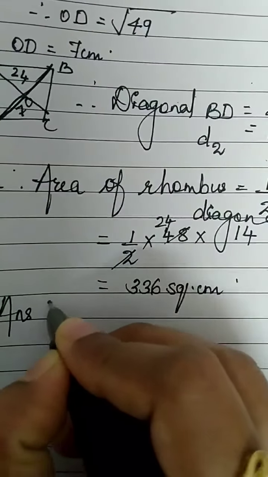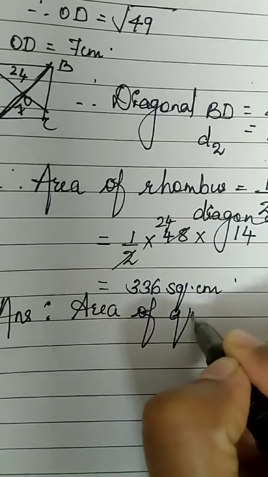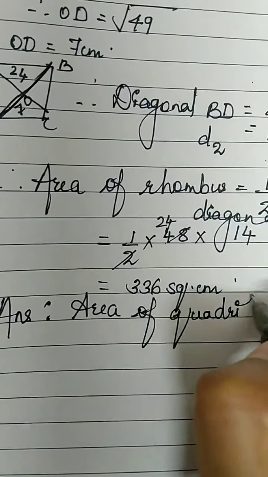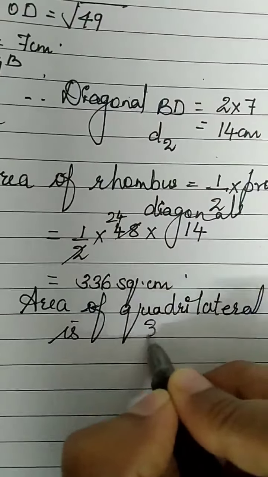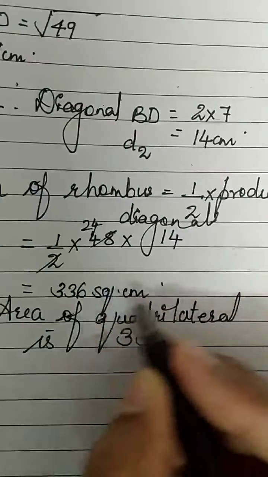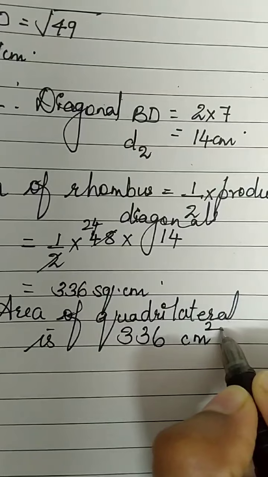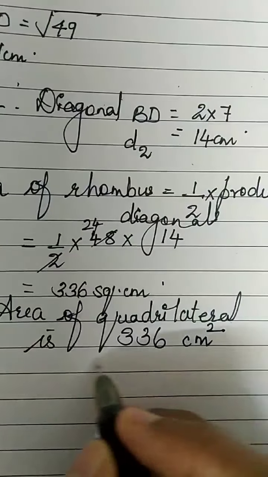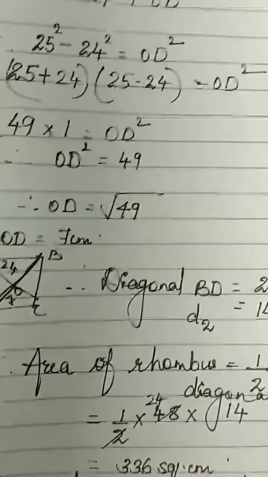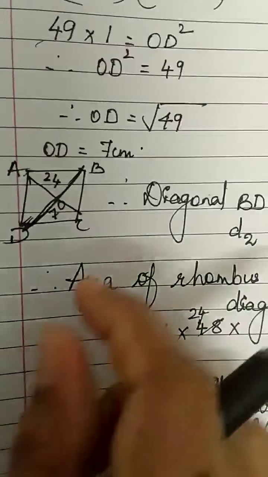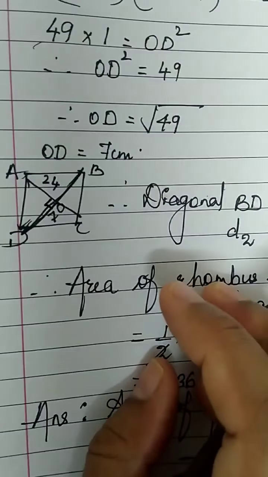Write down the final answer. Area of quadrilateral is asked in the question. Okay. Area of quadrilateral is 336. Instead of square centimeter, you can also write it in this way, centimeter square, which is nothing but square centimeter. Okay. So this way we have cracked the third sum, a little lengthy sum, but if you know the properties of rhombus, you can get it easily.